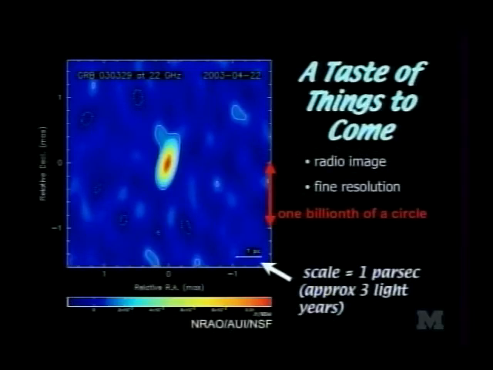So I'm going to finish up with a little taste of things to come next time. What I have here is an image in radio light. The reason why it's taken in radio light is the way that radio telescopes are constructed allow you to get very fine resolution on the sky. This little arrow here shows us about 1/billionth part of a circle. It's a very, very small angle.